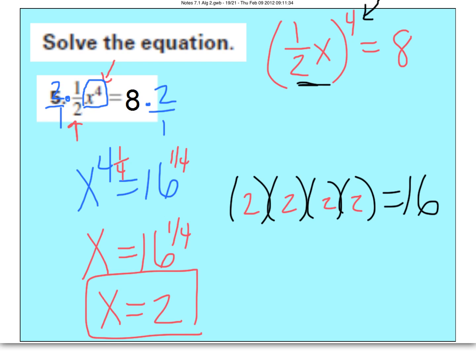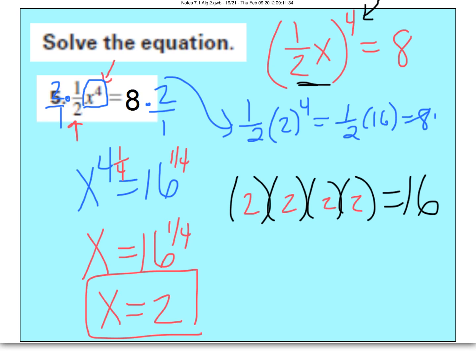If I put it back in, what I'm going to get is 1/2. I'm going to take 2 to the 4th power. And when I simplify it, will I get 8? Well, it's 1/2. 2 to the 4th is 16, and that simplifies to 8. So it does work, so I know 2 is an answer.